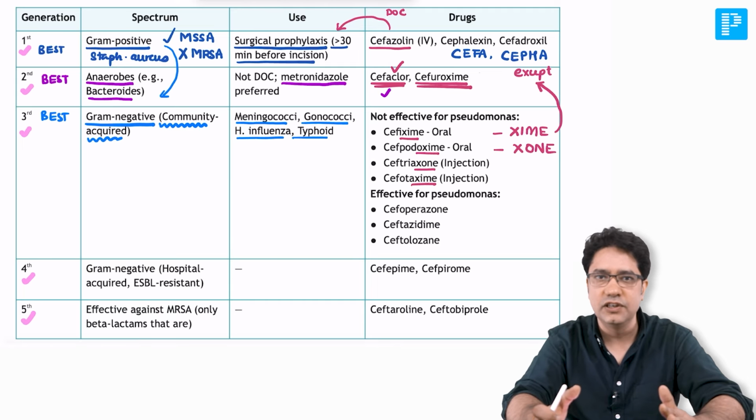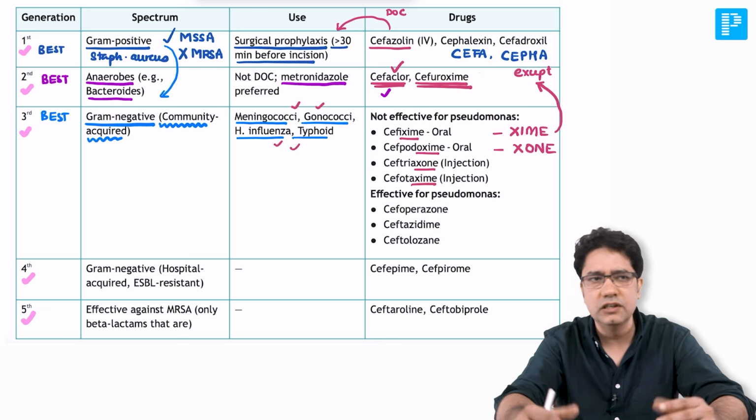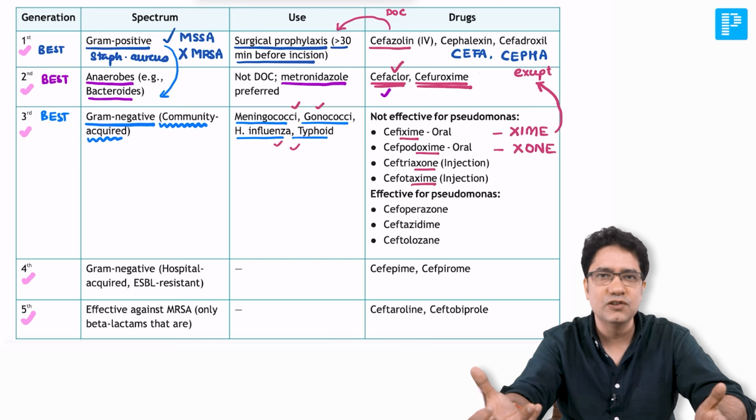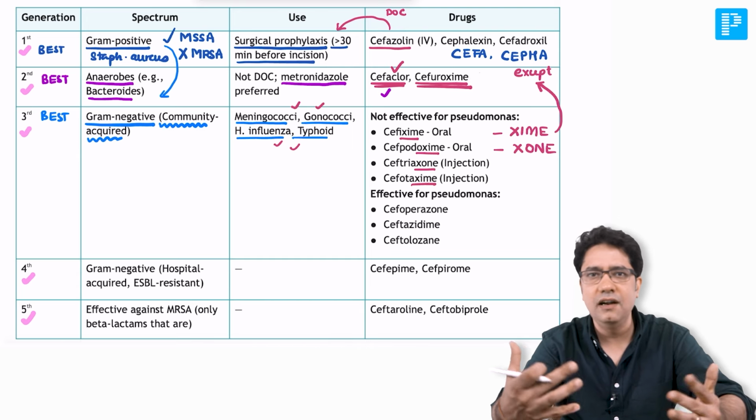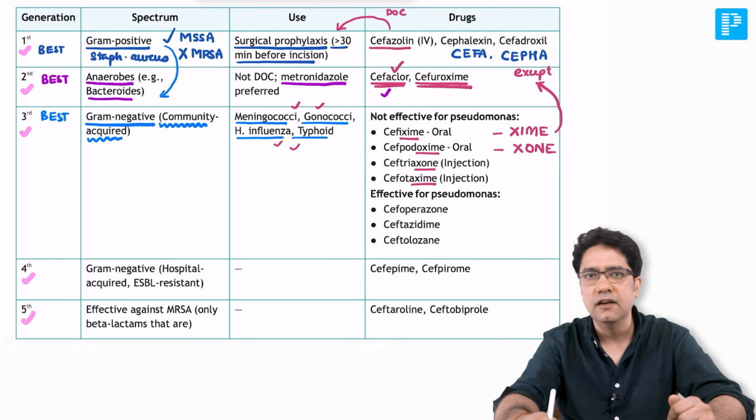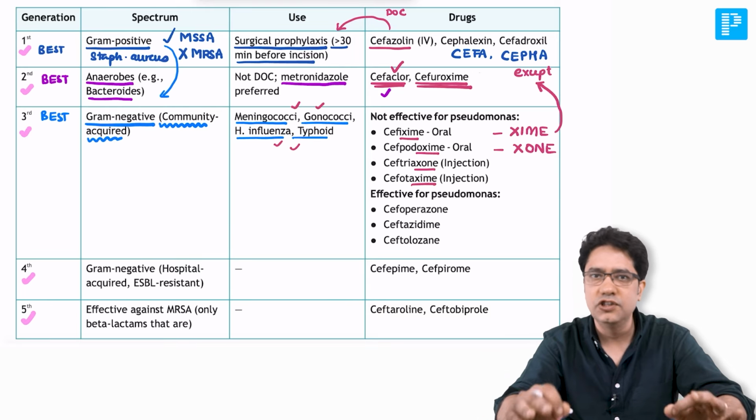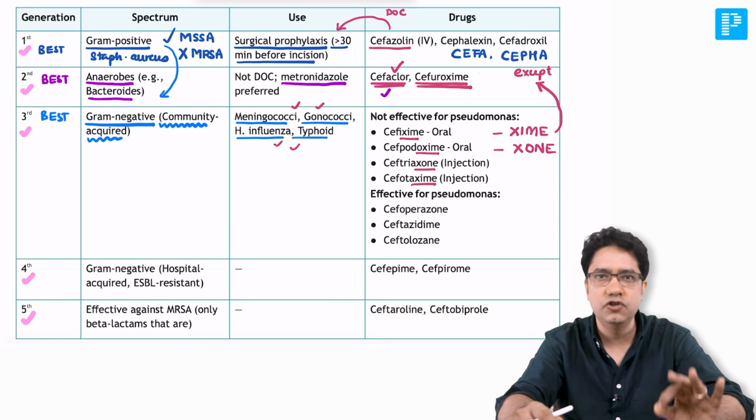They are the drug of choice for gram-negative community-acquired infection. So there was a recent question. What is the drug of choice for the treatment of meningococci? Yes, a third generation cephalosporin, ceftriaxone. Similarly, if I ask you, what is an oral drug for gonococci or oral drug for typhoid? You can go with cefixime. So just identify the words zime and zone.